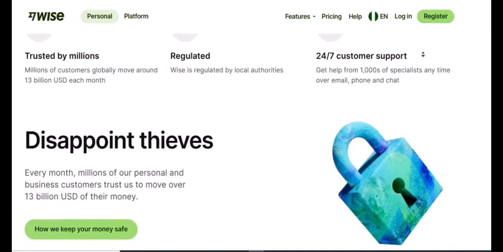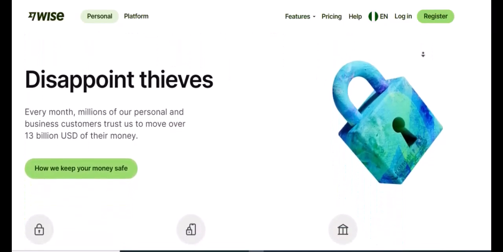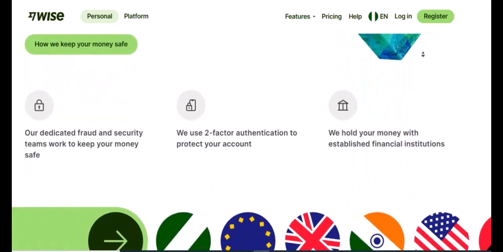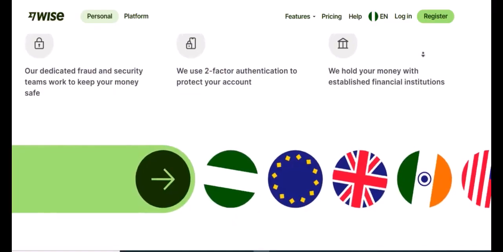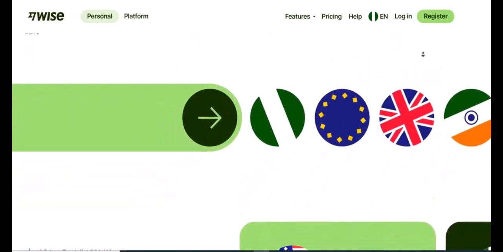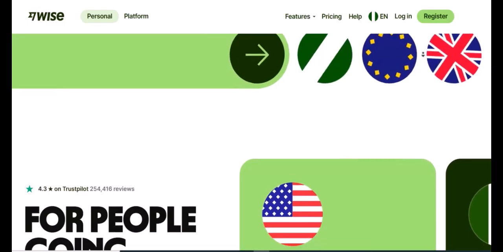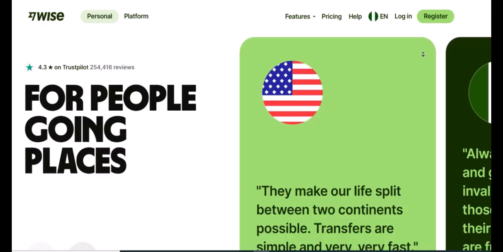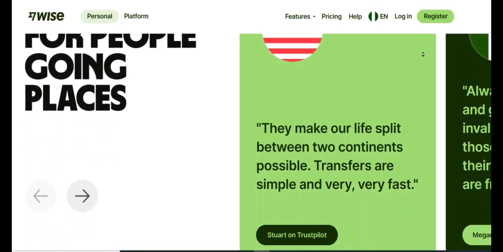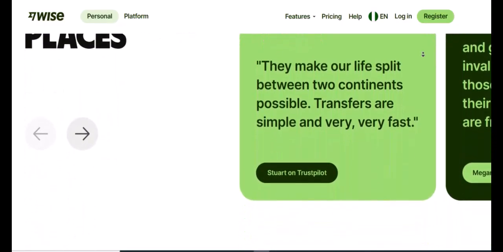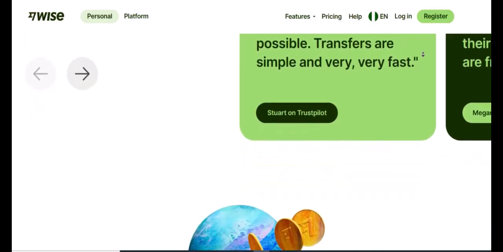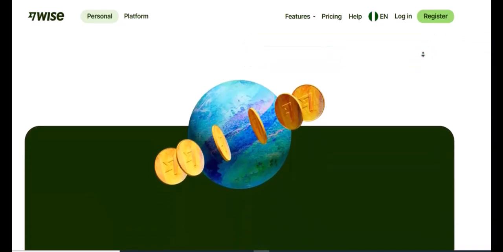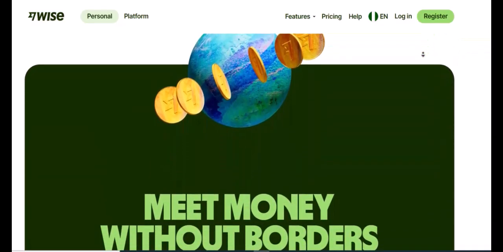These local account details allow you to receive payments like a local. Whether it's a salary, a client payment, or money from friends and family, you can receive funds in their native currency without them needing to make an expensive international transfer. Avoid hefty fees. By using local account details, you bypass many of the high fees associated with international wire transfers that traditional banks often charge. Present a professional image. For businesses, having local account details can make you appear more established and accessible to international clients.